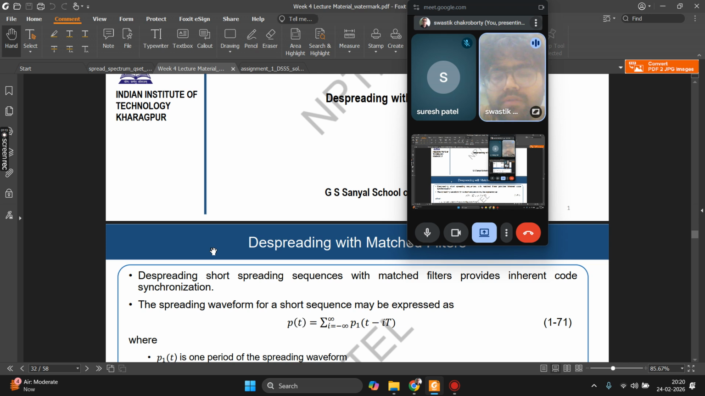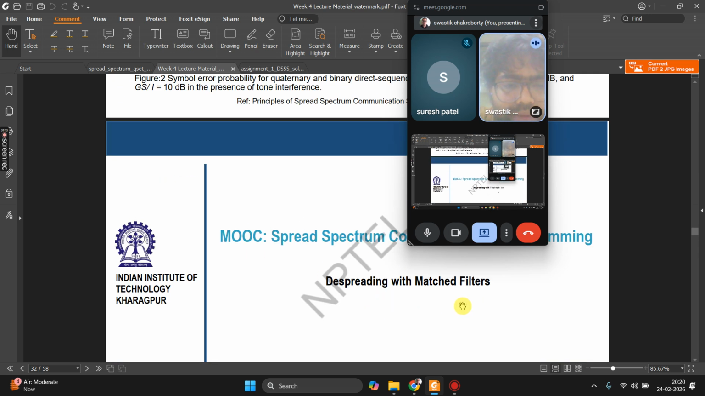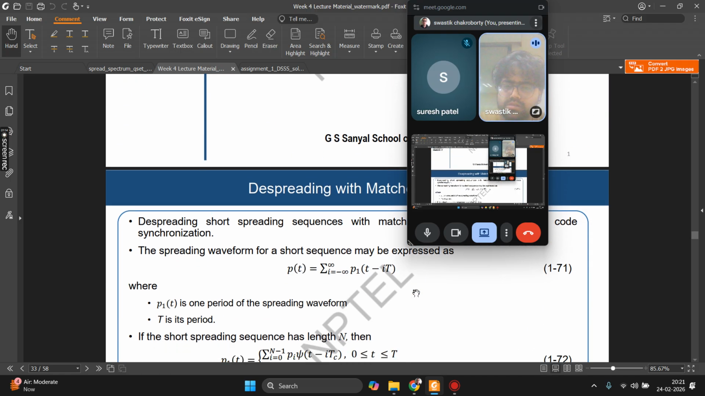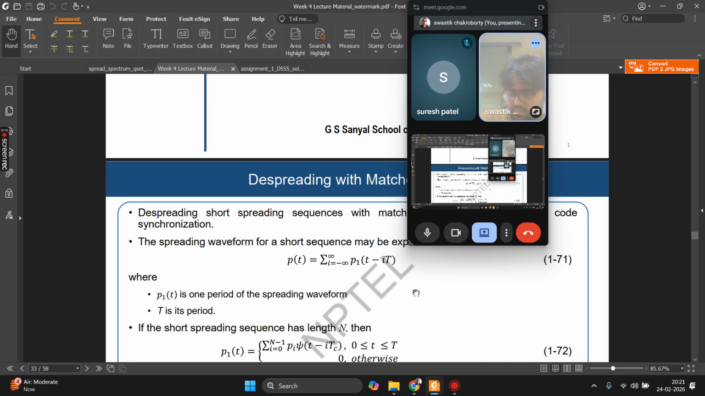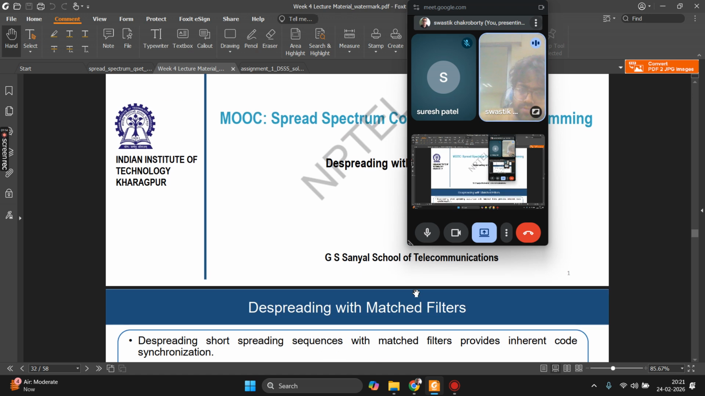Now we will turn to the topic of matched filters. We usually use matched filter in the receiver for synchronized detection, right? So in synchronized detection we use matched filter.